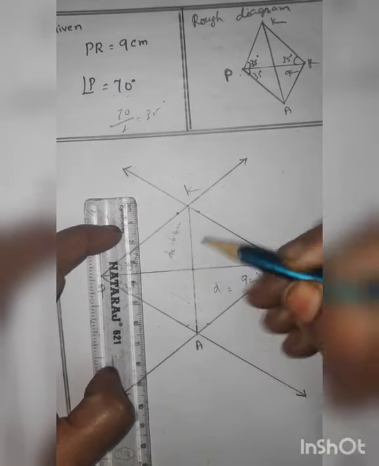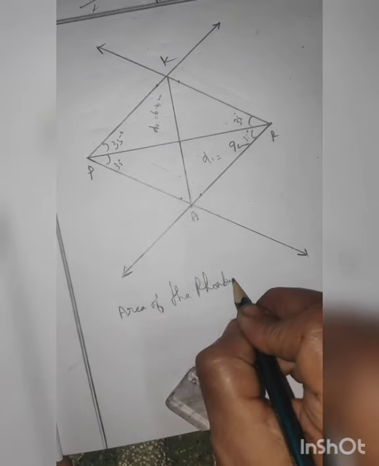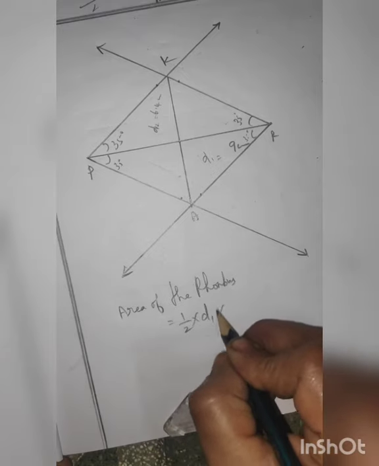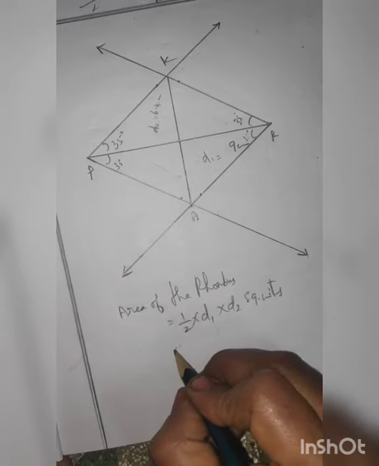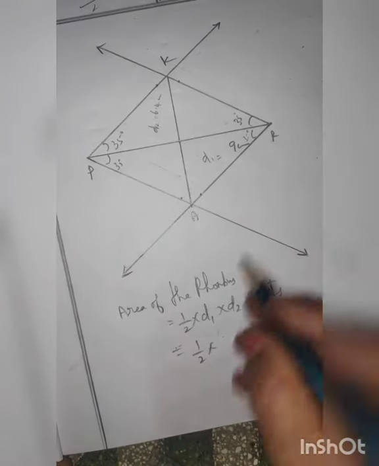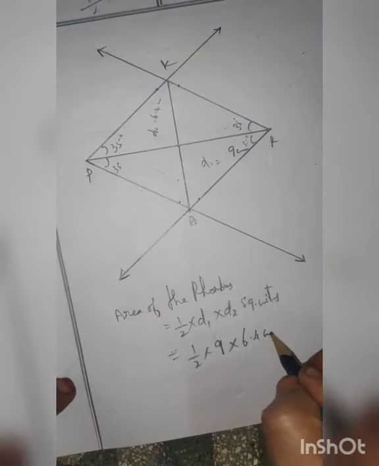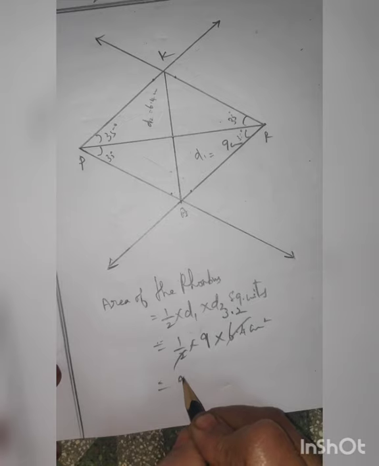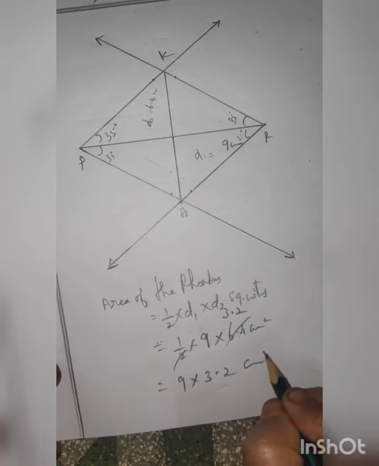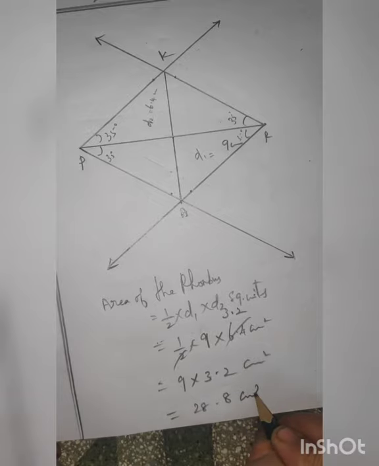Okay, area of the rhombus equals 1 by 2 into D1 into D2 square units, equals 1 by 2 into, as already given, D1 value 9 centimeters, D2 value equals 6.4 centimeters. Of these two numbers, 3 2s are 6, 2 2s are 4. 9 into 3.2: multiply and write. 9 2s are 18, remaining 1. 9 3s are 27, 27 plus 1 equals 28. So 28.8 centimeters squared.